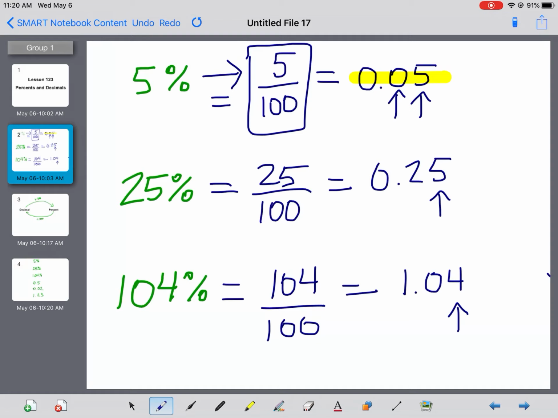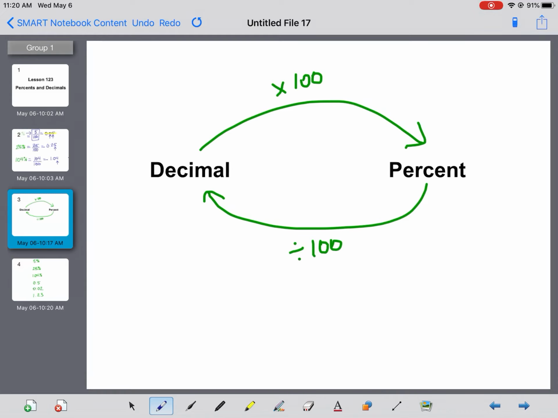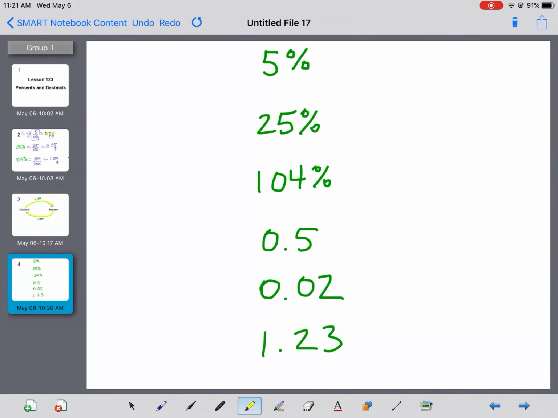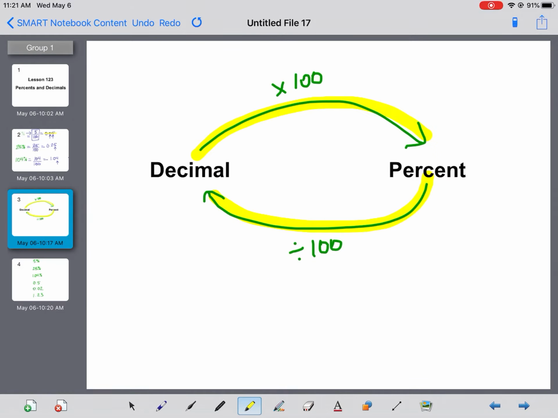And I'm going to teach you a little bit of a shortcut so you don't have to do all of these steps every time you're converting back and forth. So this is going to be a useful visual for you. Whenever you have a decimal and you would like to convert it to a percent, all you are really doing is multiplying by 100. And then to go back the opposite way, when you're taking a percent and you want to make it into a decimal, all you are really doing is dividing by 100. So let's take a look at what that means. So we already know from the previous slides that 5% is going to equal 0.05, but let's use the visual.